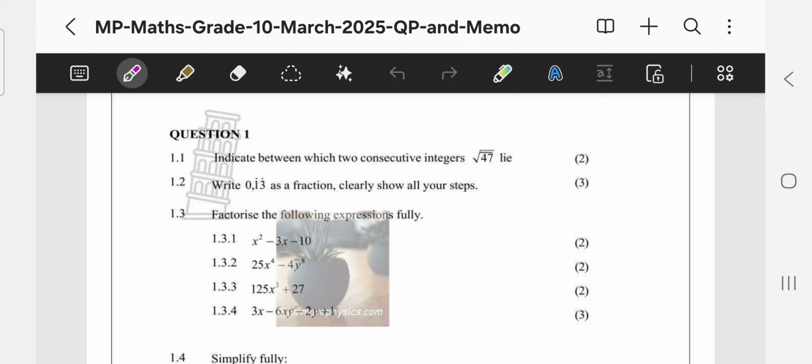Now for 1.2, they say write 0,13 recurring. So those dots above the 1 and 3 mean that those values are recurring. What we actually have is 0.131313, and it continues in that manner. So they want you to write down 0.13 recurring as a fraction. Clearly show all your steps.